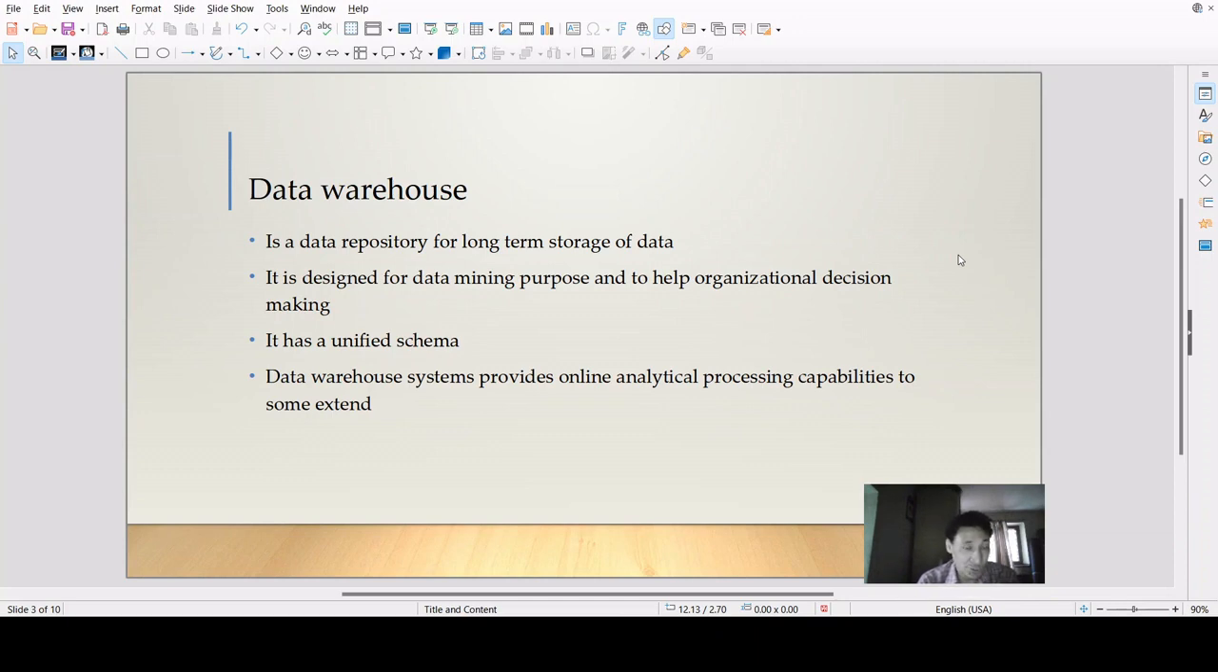Data warehouse has a unified schema. Star schema, snowflake schema, etc. are used to develop the data warehouse. Data warehouse systems provide online analytic processing capabilities to some extent. Drill down, drill up, and roll ups are examples of OLAP operations. In the data warehouse, data are stored in such a way that drill down, drill up, and roll ups are possible.